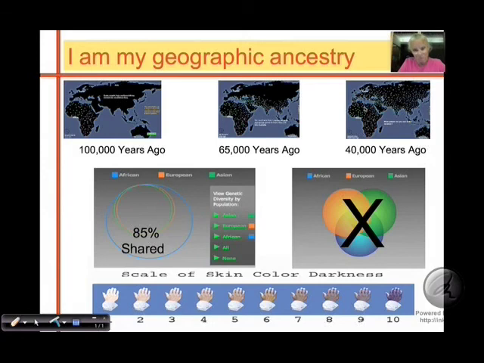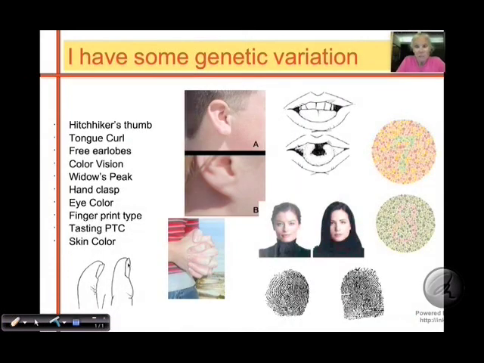Now, today and 40,000 years ago, we have occupied most of the globe, but all of the variation that was present in Africa didn't make its way out of Africa. If this blue circle represents the variation in Africa, people today in different parts of the world are really just subsets of that variation that was present 100,000 years ago. But am I really very different from people around the world? And the answer is not really.